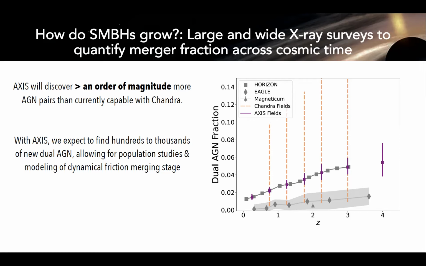And this is where it gets really interesting in redshift space, where models start to predict that the growth is turning over from merger dominance to accretion dominance.